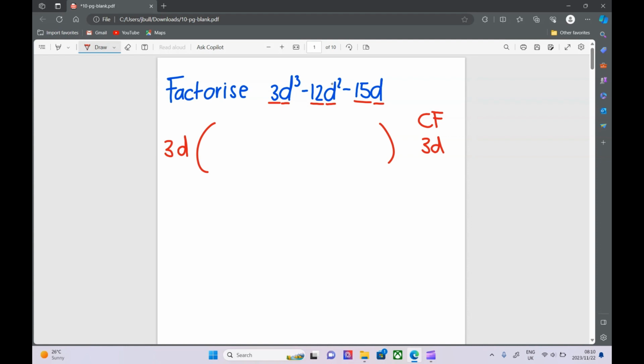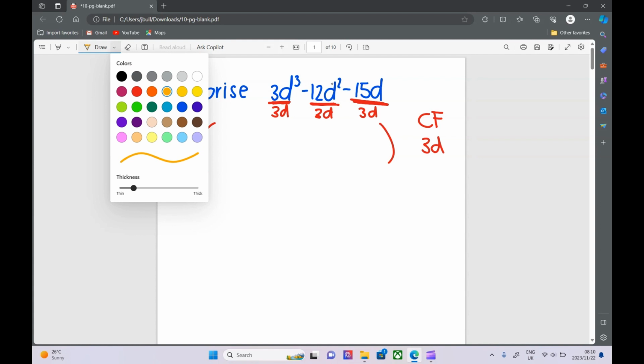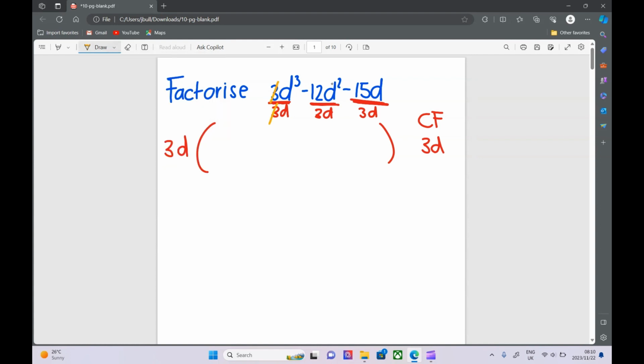So what you can imagine is we divided each of these terms by 3d, because that is what we did. Okay, so each of those got divided by 3d, and we need to see now what's left over. So let's go through and cross out. So in this first term, the 3s would have cancelled, and then we would have just been left with d squared. In this term, 12 divided by 3 is 4. And then in this d, we would have just been left with d to the power of 1.